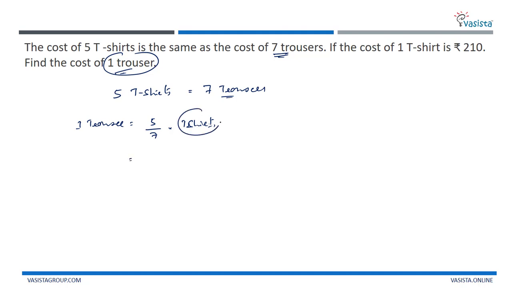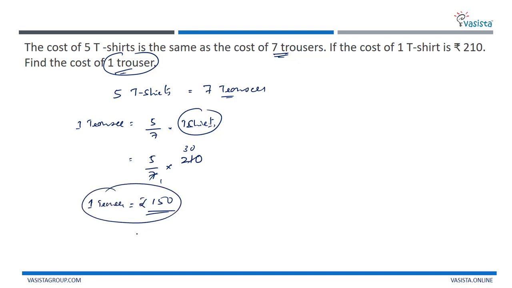Now let us check this. What is the cost of 1 t-shirt? That is 210. So 5 by 7 into 210. Now simplify, and you are going to get the answer. 7 ones are 7, 7 thirties are 210, so 5 times 30 is 150. So the cost of 1 trouser is equal to rupees 150. This is the answer.